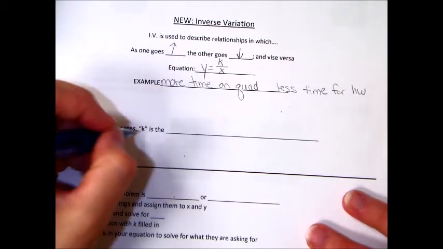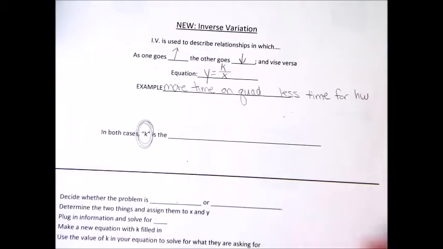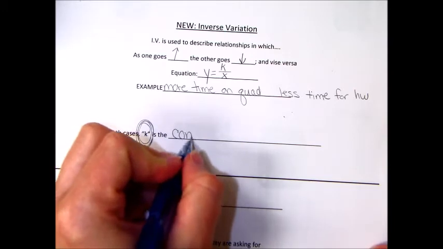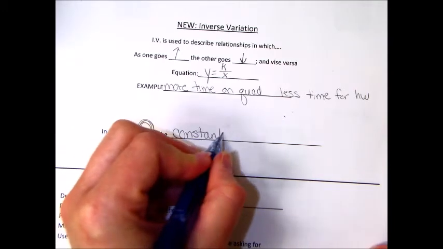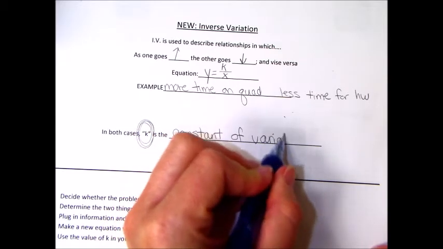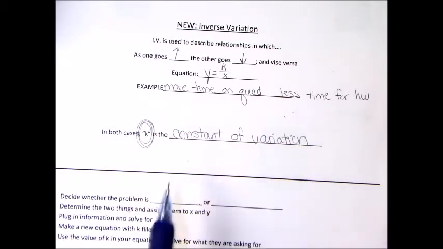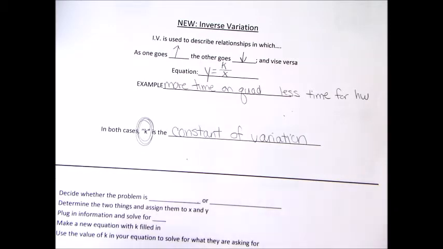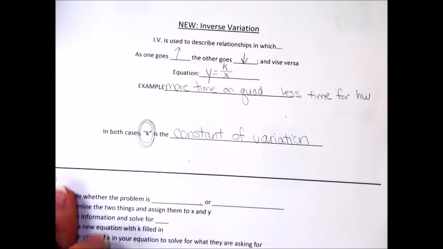In both cases, k has a title, and it's called the constant of variation. That is a huge deal because on the test it will say, what's the constant of variation? And you have to know that means, what is k?